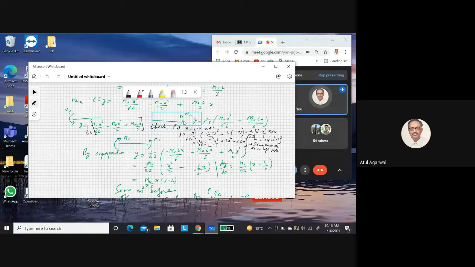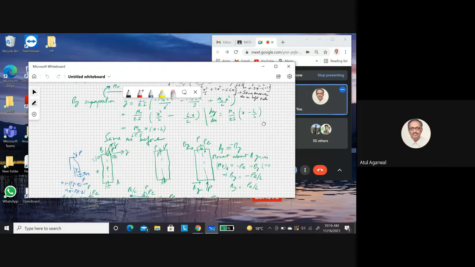So you could have also found the bending moment using the right hand side, like you started from the left hand side and found the bending moment. Now suppose you are applying moments on both the sides. This we have already done. So by superposition also you can find the answer.